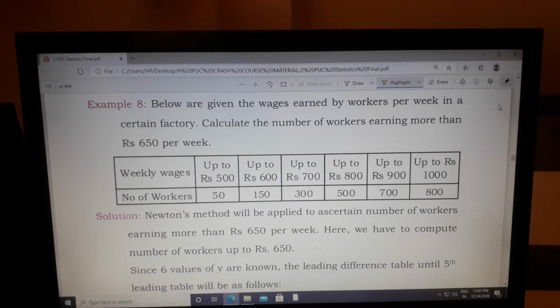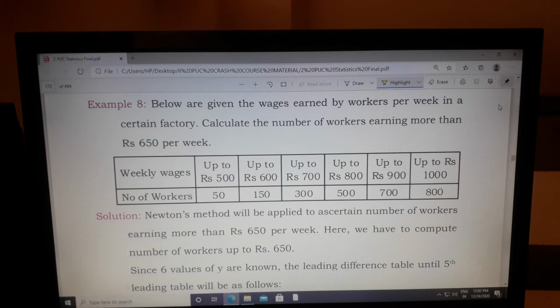So today I would like to discuss a few more problems based on Newton's advancing difference method. I have shown you one problem here, example number 8, which has already been solved in the previous video. Just look at this once again. We shall repeat it, and later I am going to show you a few more problems, display them, and I will be explaining orally.